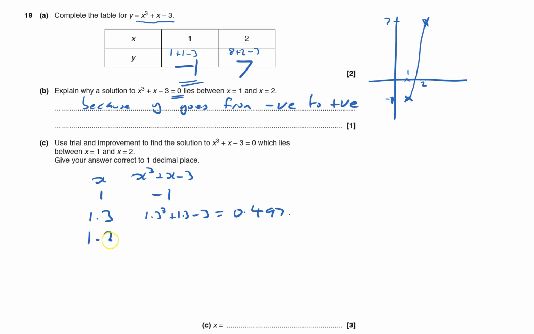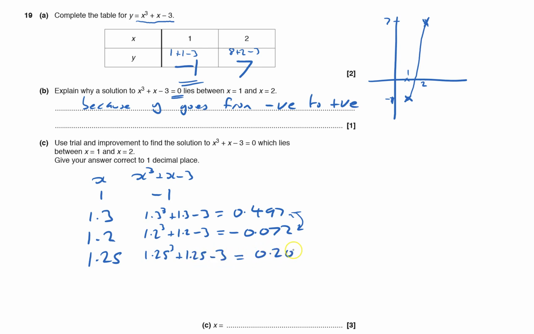So I'm going to try 1.2. So I've got to do 1.2 cubed plus 1.2, take away 3 at the end, and that equals negative 0.072. Right, so now it's going to be somewhere between 1.2 and 1.3. I don't know which one it is. It's likely to be 1.2 because it's closer, but I need to do 1.25 and see where we get. So I've got to do 1.25 cubed plus 1.25, take away 3, and that is 0.203.